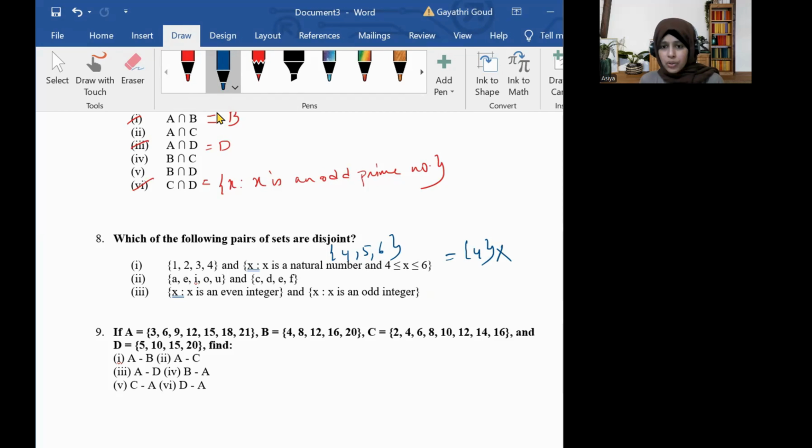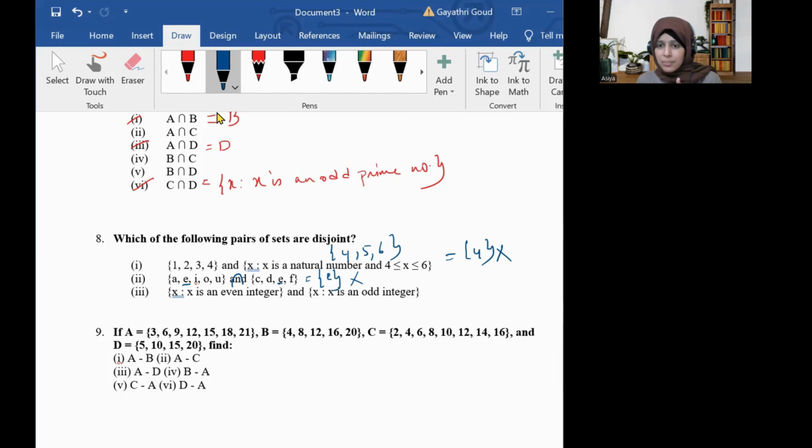A, E, I, O, U, intersection C, D, E, F. E is contained in both. So, their intersection is equal to E. That means this is also not a disjoint set. I will get my answer as a null set if it is a disjoint set.